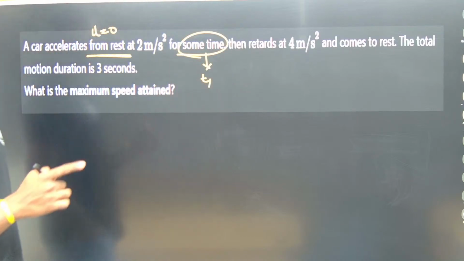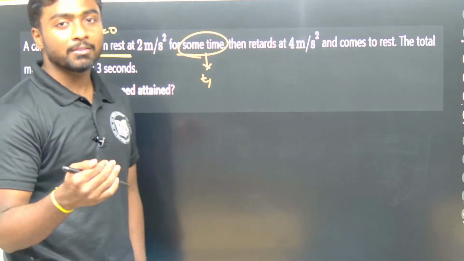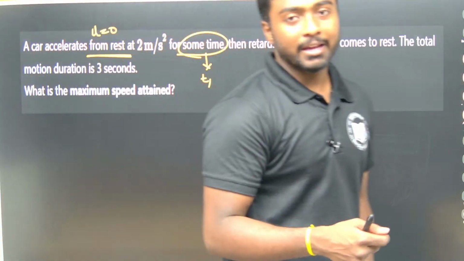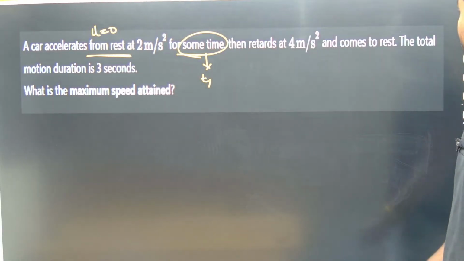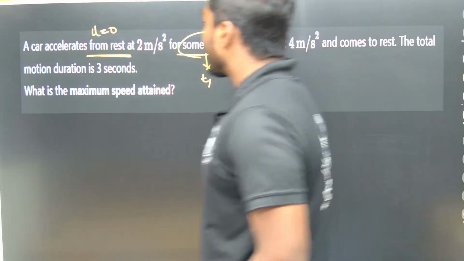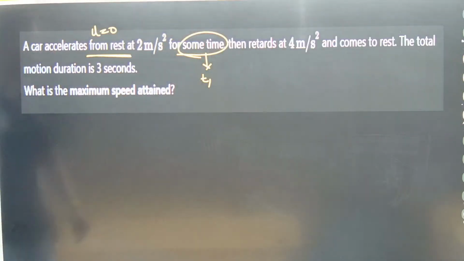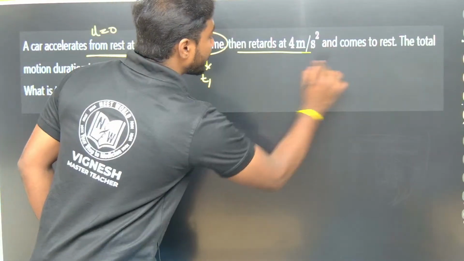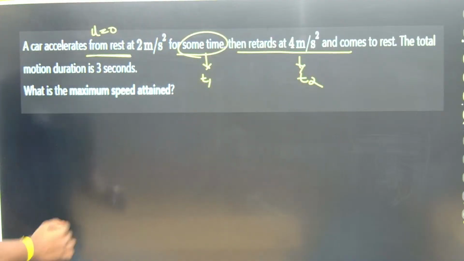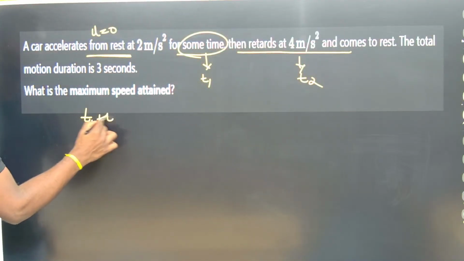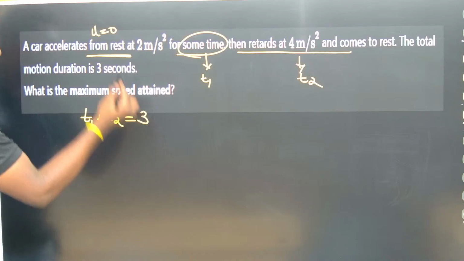Now then retardation, which means deceleration, like negative acceleration, which is 4 meter per second square, and it comes to rest. The total motion duration is 3 seconds. So for this, the time is taken as t2. Let me consider the total time duration they have given: t1 plus t2 is equal to 3.